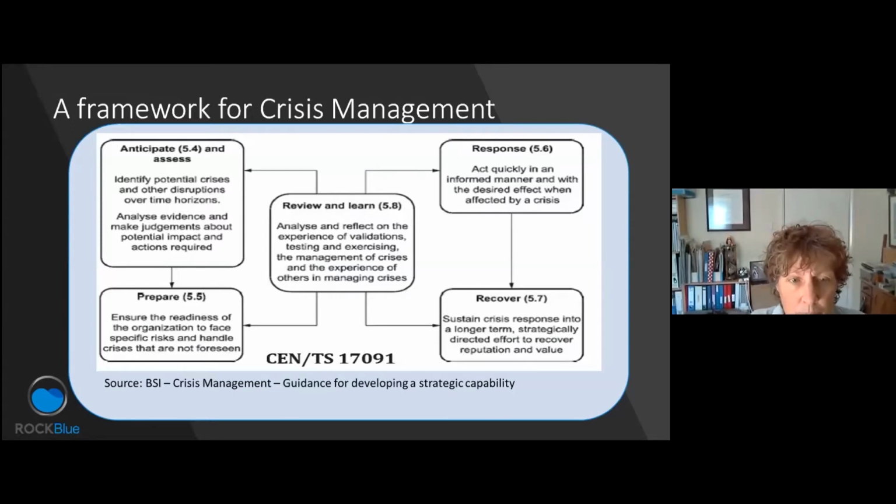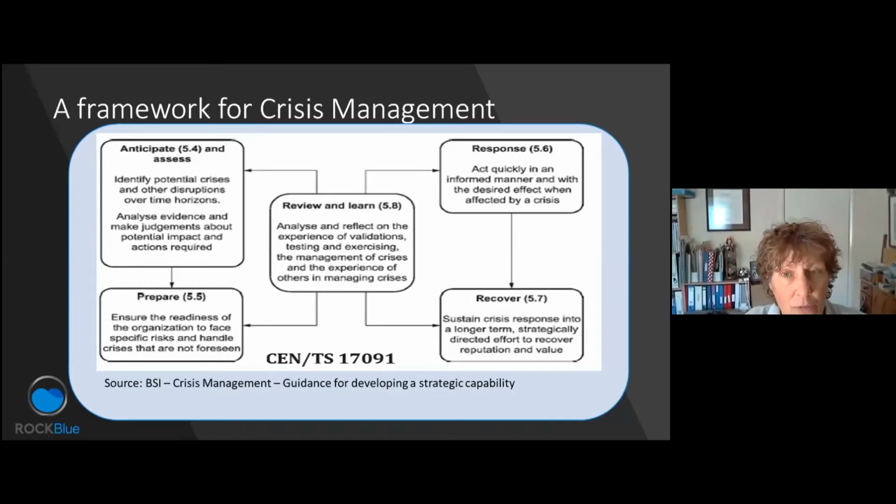Now, this diagram is a good summary of the stages you need to go through. It comes from a British standard on crisis management, and that document is available if anyone would like a copy. The initial stage is anticipating and assessing, and it may be that you don't have much time for that. Some of you will already be, for instance, in lockdown, so you may already be having to prepare for what you need to change in order to deal with COVID-19.